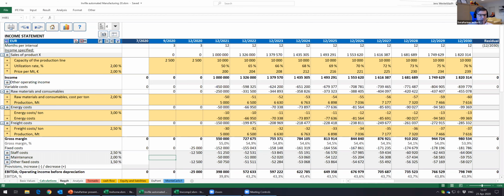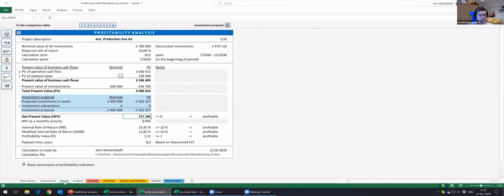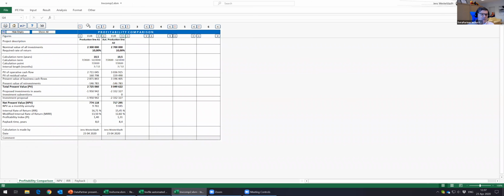I look at the result page. It's also profitable. I don't remember, is it more or less profitable? Let's push it to column number 2 in the comparison table and look at them side by side. Ooh, quite close. Slightly lower net present value for the automated production line, lower IRR than modified, and longer payback time. So the automation does not pay itself back according to this.